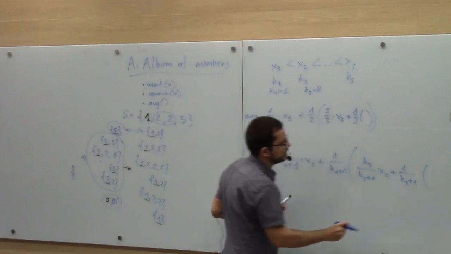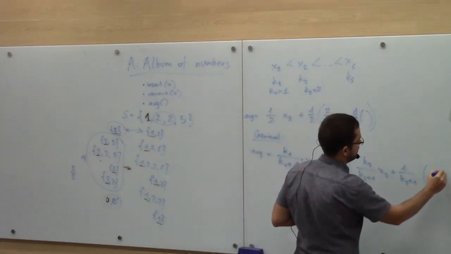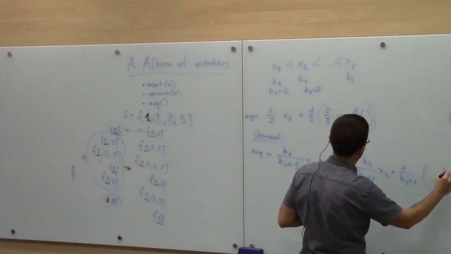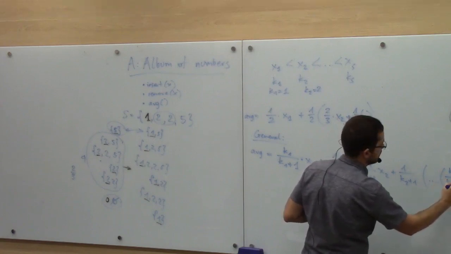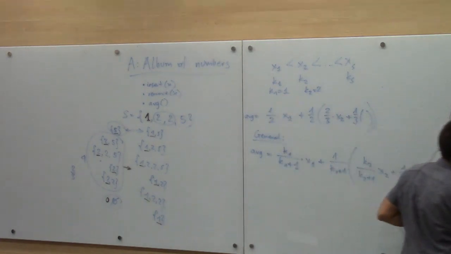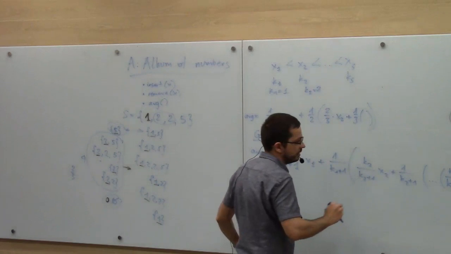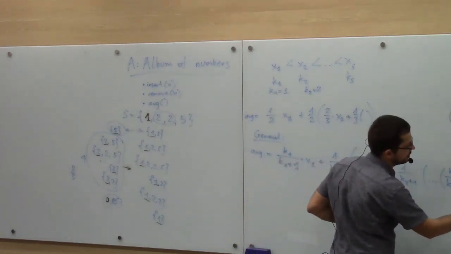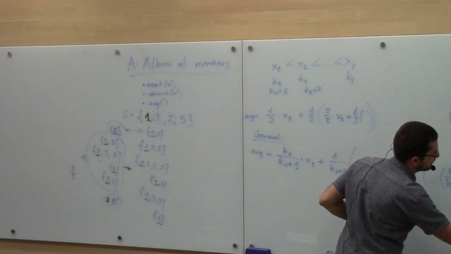And we finally will get to the case when we have ks over ks plus 1 times xs, and here we will have to consider the empty subset.